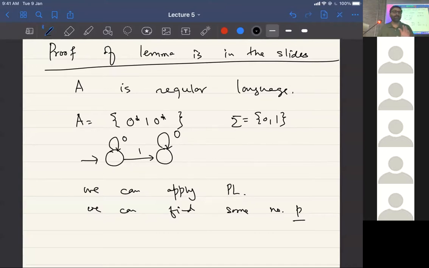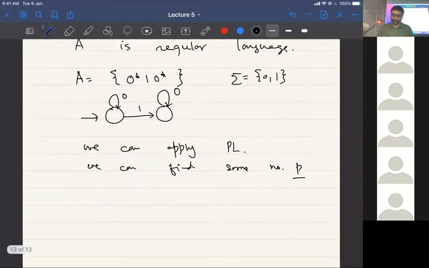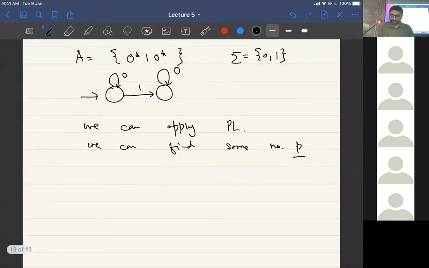This lemma does not tell us anything about the length. It is not a constructive theorem. So imagine there exists some pumping length. We do not know what the length is, but there exists a pumping length. Then it says to find a string in A of length at least P.